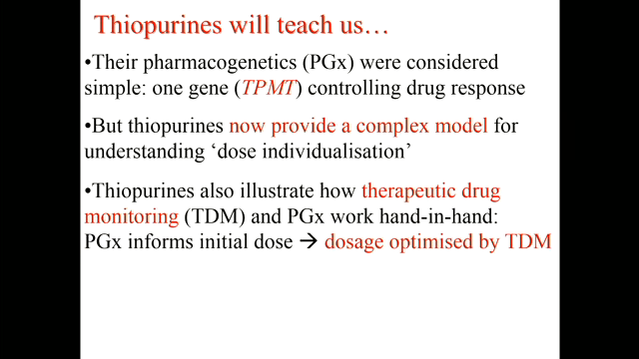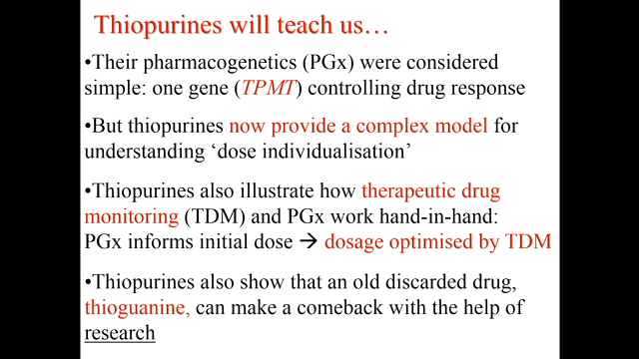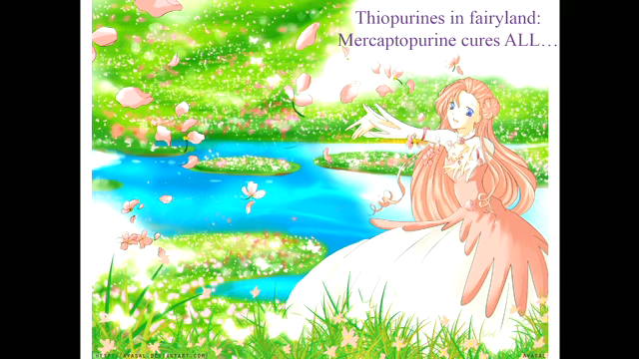And they also illustrate how pharmacogenetics can work hand in hand with therapeutic drug monitoring, or TDM. And we're also going to look at thioguanine in the end and how we may be able to bring back an old drug that was considered bad. So, as I said, originally thiopurine fairyland, in this case, was a wonderful place because mercaptopurine was a wonderful cure for acute lymphoblastic leukemia. That's why it was invented in the first place.